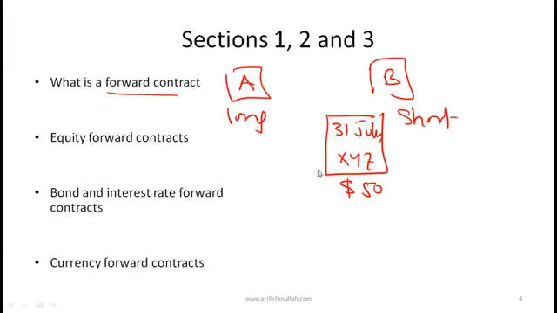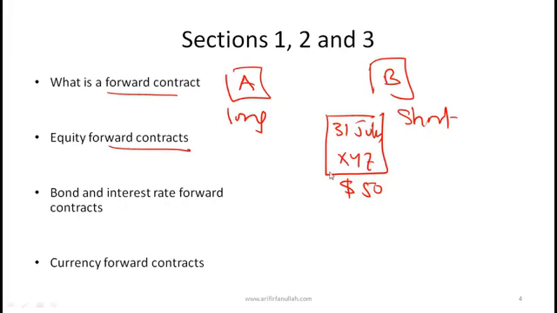Does any money change hands at the start of a forward contract? No, nothing changes hands at the start of a contract. So that's the basics. Now, what is an equity forward contract? If the underlying asset is a stock or equity, or maybe an index, then we say it's an equity forward contract.